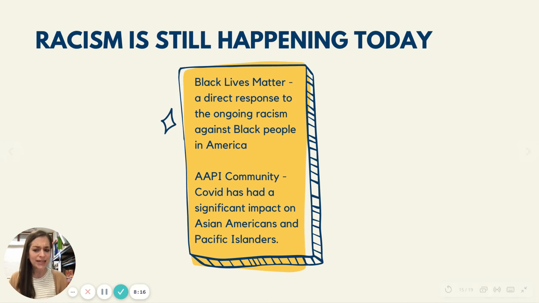And racism is still happening today. This isn't something that's over because the civil rights movement is over, right? Black Lives Matter is a direct response to the ongoing racism against Black people in America that's happening right now. That's why that movement is so important, right? And then another one that we don't really talk about as much is the racism against Asian Americans and the Pacific Islanders and their community. COVID has had a significant impact on an uptick in violence and hate crimes against Asian Americans, and that's really atrocious. So we have to be super aware of what's going on in our country and figuring out ways that we can stand up and speak out against those things.